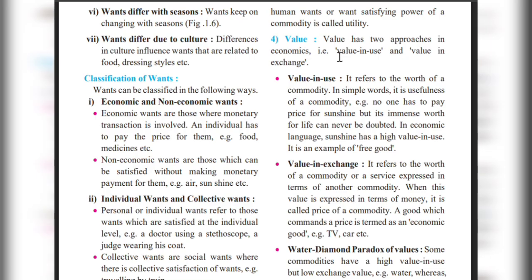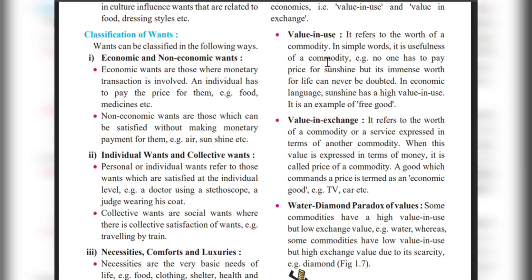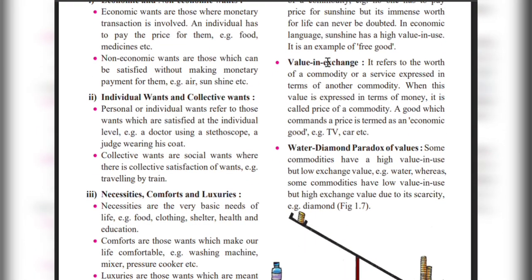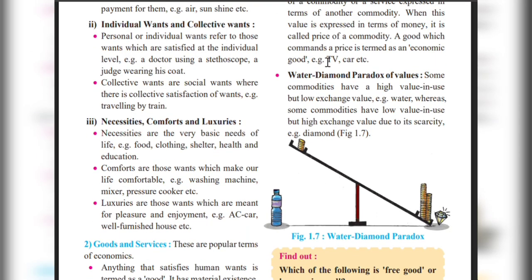Now, value. Value has two approaches in economics, value in use and value in exchange. Value in use means usefulness of a commodity. For example, water has very high value in use but low value in exchange. Now, value in exchange means purchasing power or price. For example, diamond has high value in exchange but low value in use. You can see the example given here.